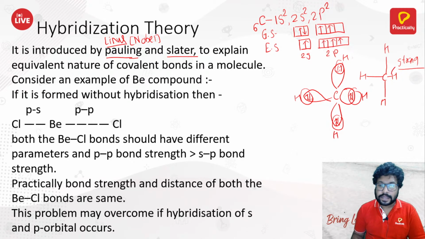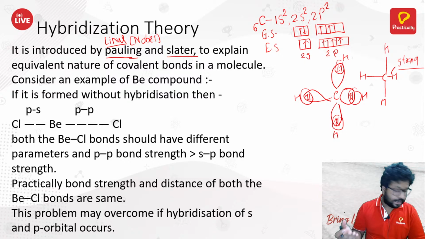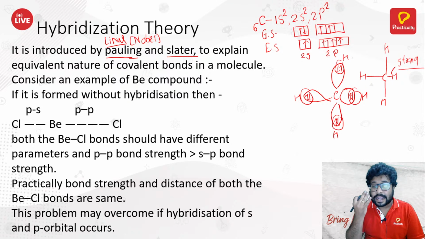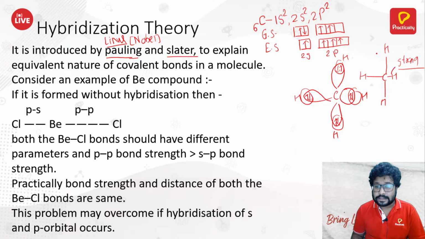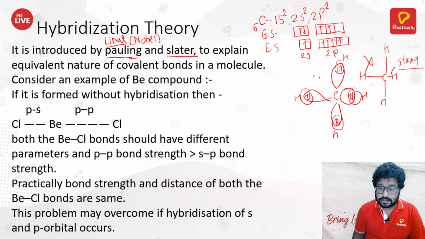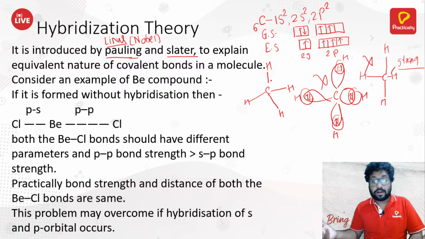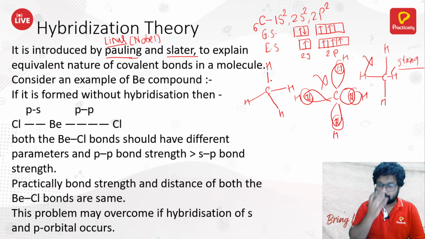But that is not the case. In reality, that is not the case. All the 4 bonds are equally strong. This is not the structure actually. This is wrong. This is also wrong. In reality, it is like this: carbon, hydrogen, carbon, hydrogen, carbon, hydrogen, and carbon, hydrogen. All the 4 bonds are equally strong. They are equally long. So how to explain that?